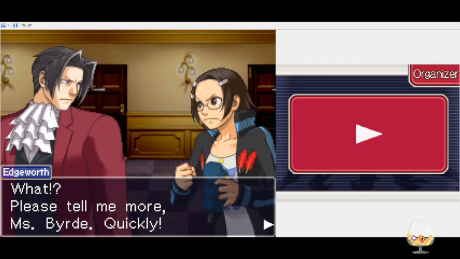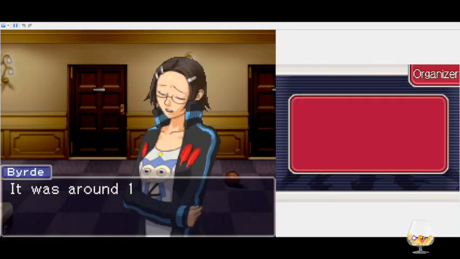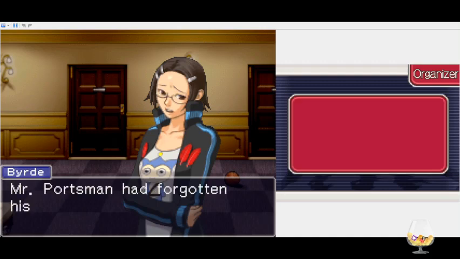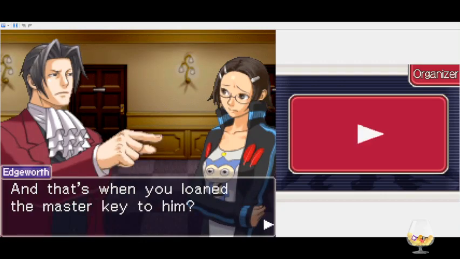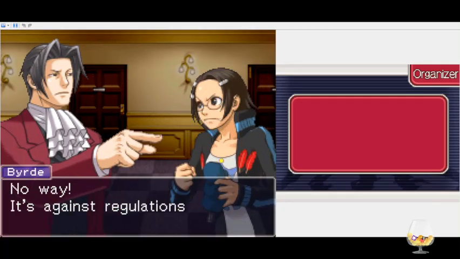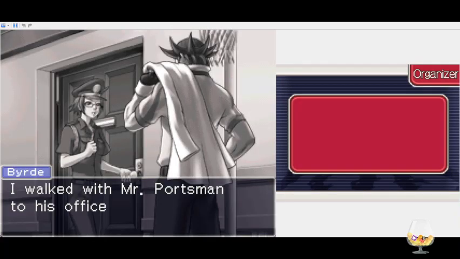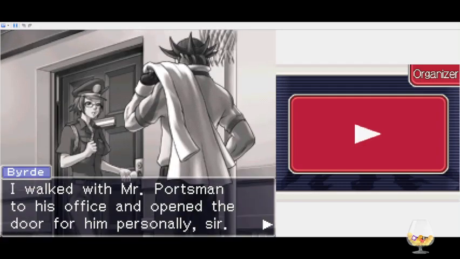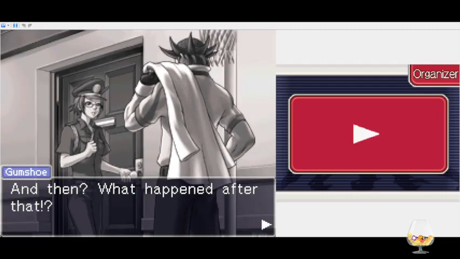How did you leave out that detail until now? What? Please tell me more, Miss Bird, quickly. It was around 12 AM. Mr. Portsman had forgotten his office key, so he came down to security, sir. And that's when you loaned the master key to him. No way! It's against regulations to loan out the master key to anyone. I walked with Mr. Portsman to his office and opened the door for him personally, sir. I see. And then, what happened after that?